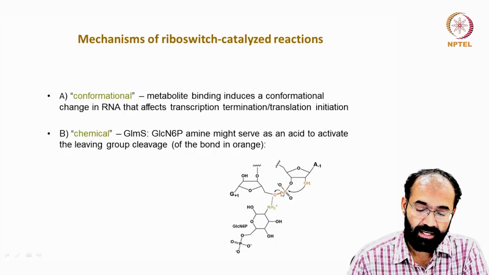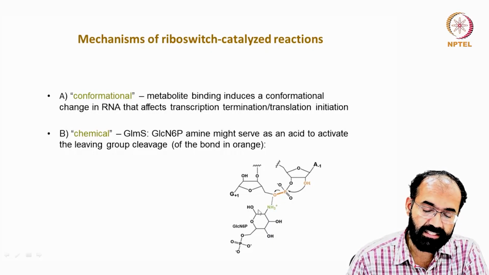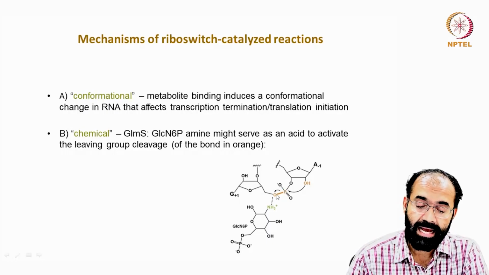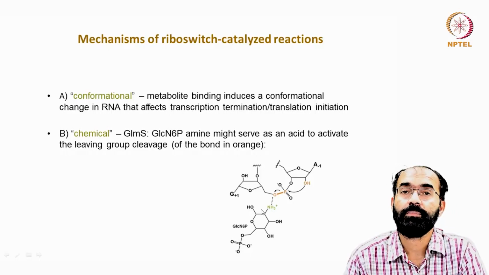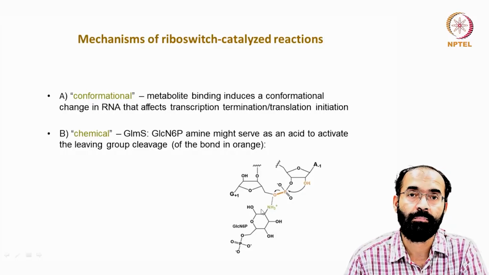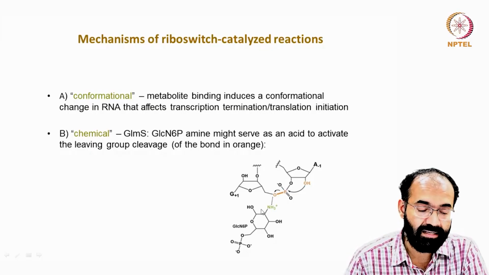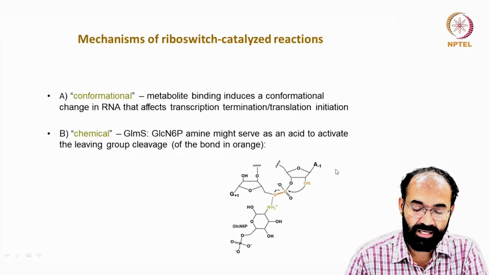As you can see here, the bond which is cleaved is given in orange color. So once the product, this is the GlcN6P, comes and binds onto the target where the ribozyme sequence is there, it can cause the cleavage, and this product stabilizes the leaving group so that there will not be any unwanted effect, and there is no repairing of this RNA and returning back of this mRNA should not happen. So that is the idea. So remember, riboswitch can catalyze in two different ways. One is conformational and another is purely chemical means.